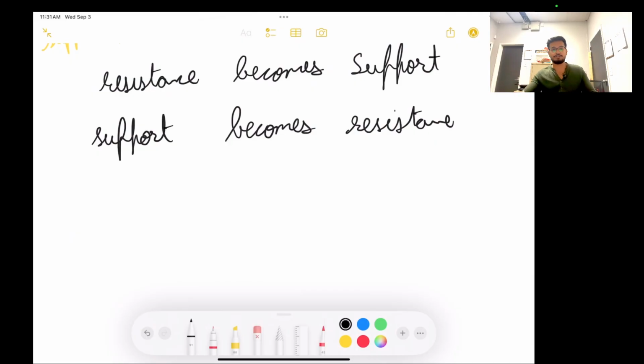Now I want you to take a screenshot of this. Keep this with you until you fully understand resistance becomes support and support becomes resistance as price moves.